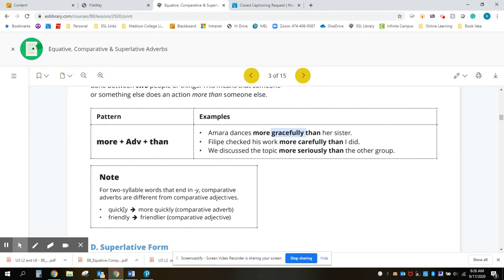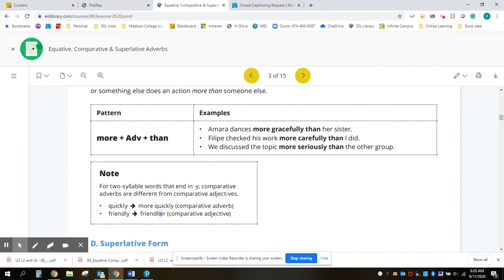Remember that adjectives that end in Y have a spelling change to IER, but that is not true for adverbs that end in Y. So quickly is more quickly in the comparative form.